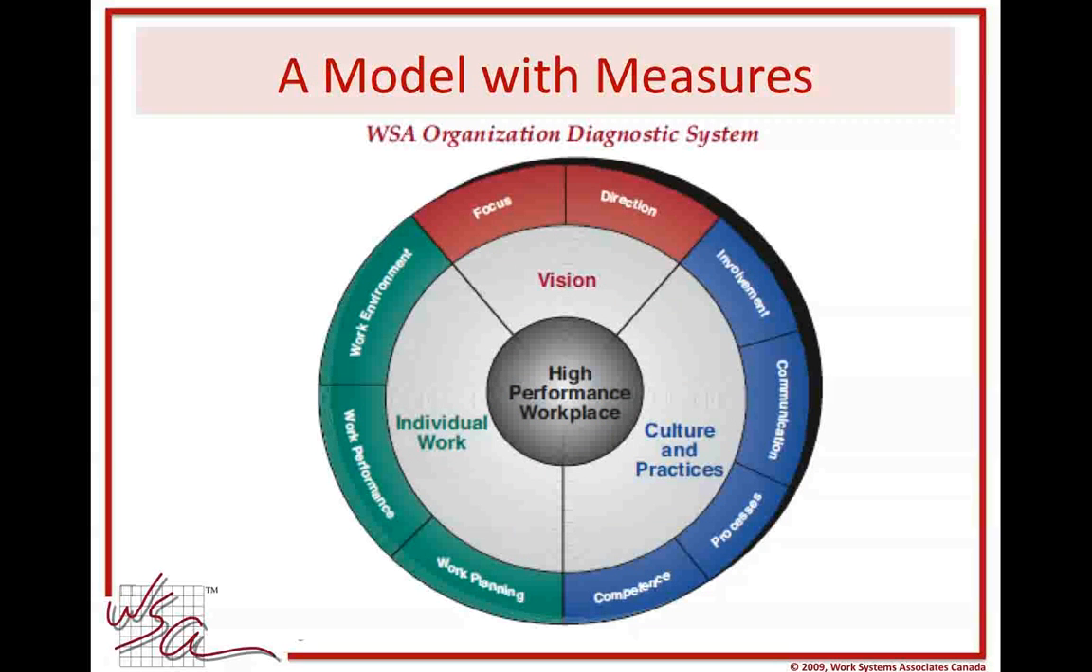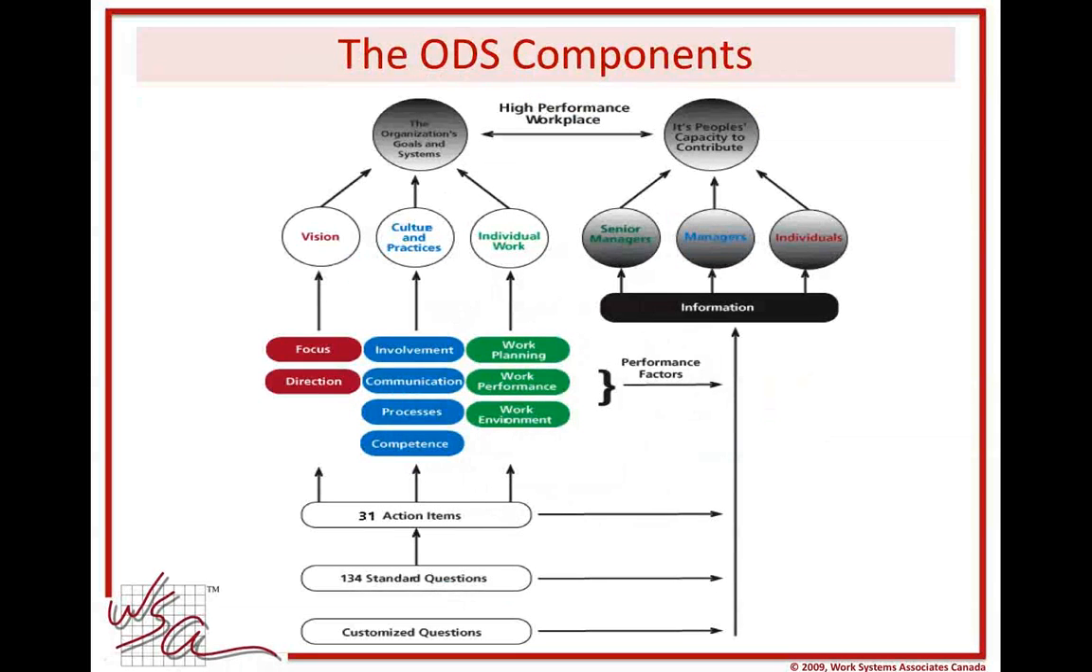And this diagram you see here basically shows you the major elements of the model, which we will drill into a little bit more. It is structured in such a way that it makes it fairly easy to manage and to address the three major areas that you're looking at: our vision, culture, and practices in individual work. And those are broken down into 9 major focus areas. The 9 major focus areas are broken down into 31 action issues, which are composed of 134 standard questions.